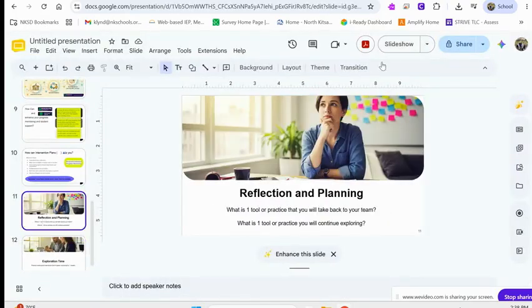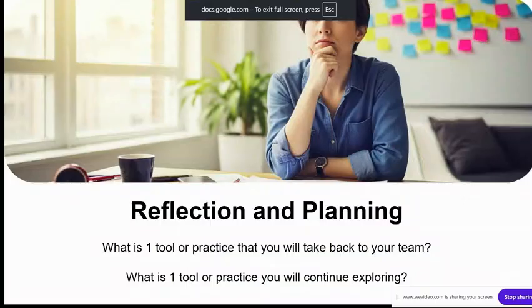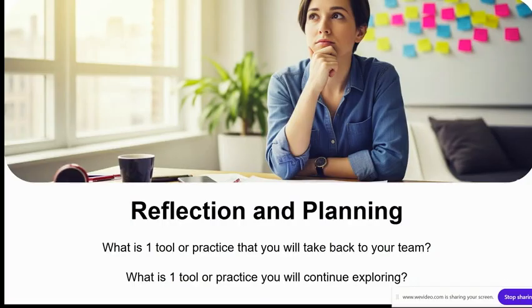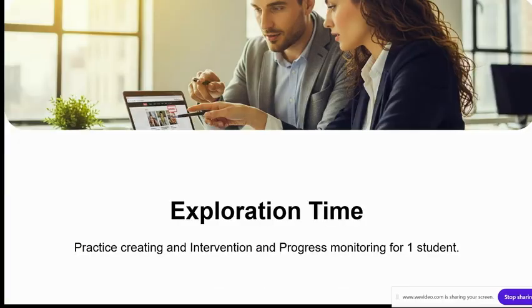Okay, so let's take some reflection time. What is one tool or one practice or one thing you've learned today that you're going to take back to your team? And then what's one tool or practice that you want to continue exploring? Take a minute to think about those and to jot yourself a note. Now some exploration time. Now take some time in Panorama. Practice creating an IEP intervention goal, and then practice adding some progress monitoring for at least one of your students.